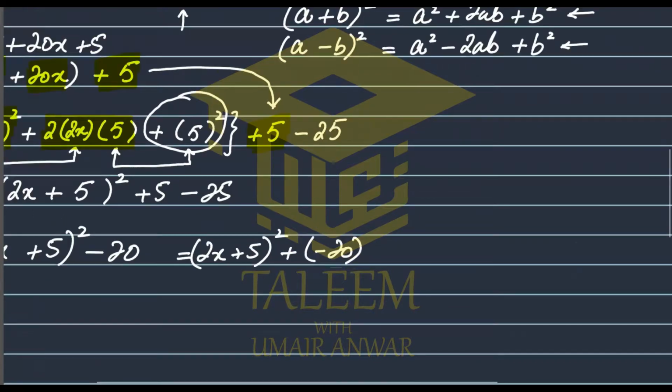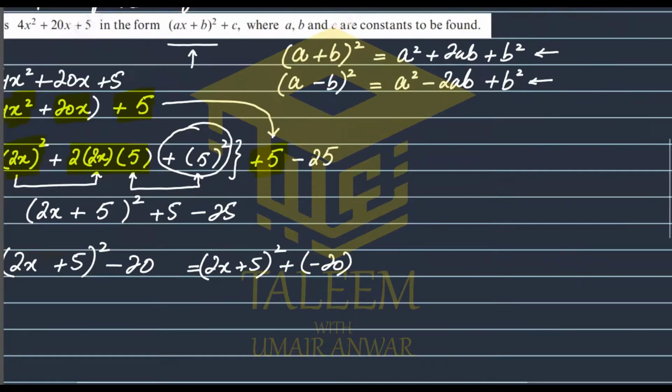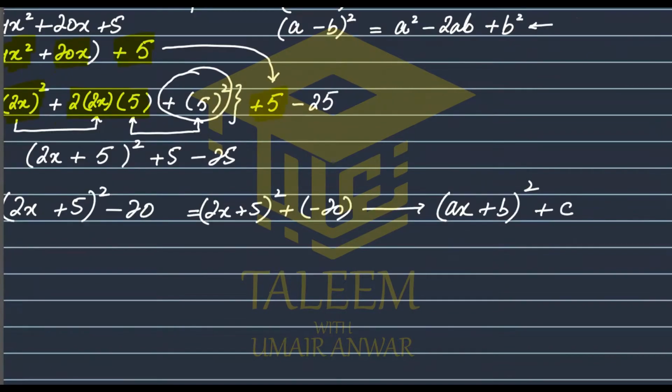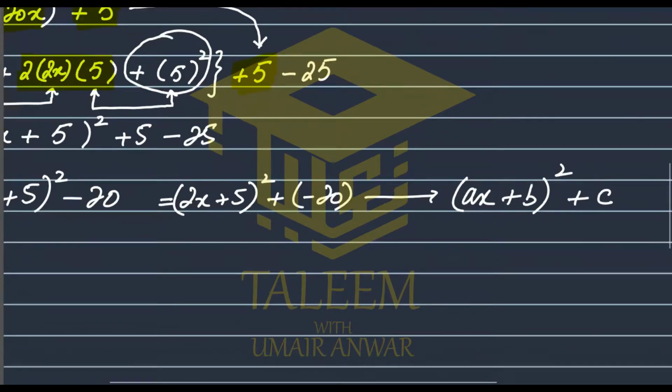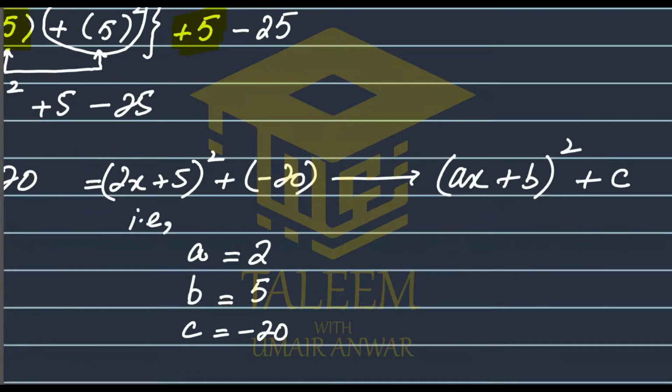Now, if I compare this final form with what we are given in the question, then through comparison, we can easily conclude that the value of a is 2, b is 5, and c is minus 20. So this is what we had to find out in this question.